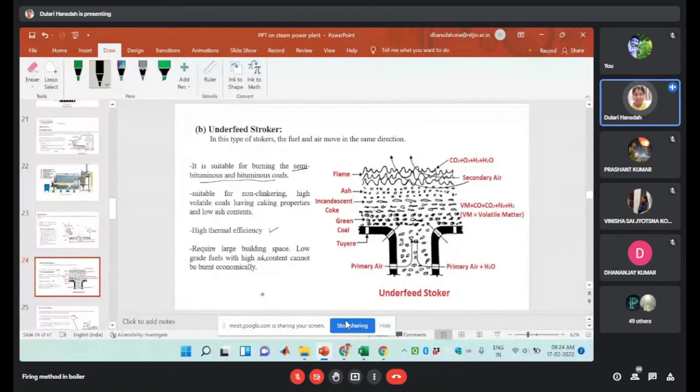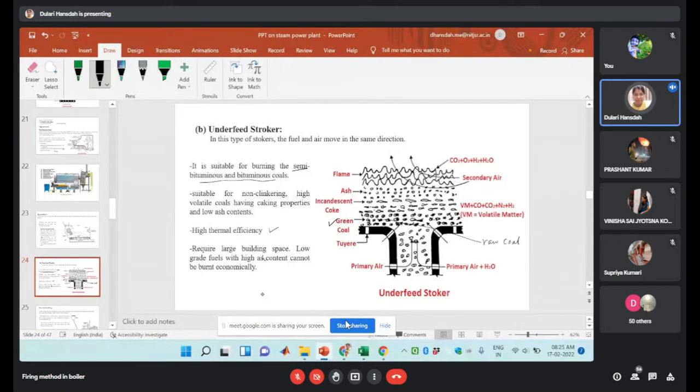If you observe this diagram, the air will enter from the bottom side. Here the primary hole will be given through which the air will pass. That will pass through the grate. So this is the grate arrangement. Then it will come in contact with the raw coal, which is also known as the green coal. Due to the availability of oxygen, that will burn, and after that the air will pass through the incandescent coke.